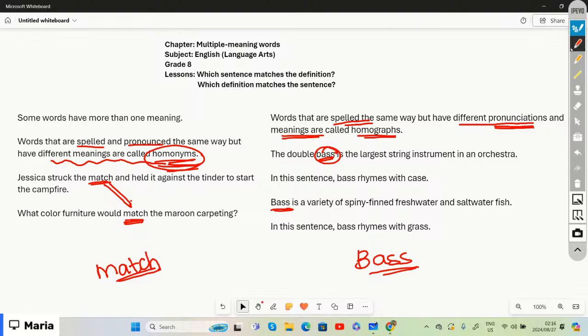So homographs are words that are spelled the same way, but they have different pronunciations and meanings. Whereas homonyms are words that are spelled the same way and also pronounced the same way, but it's just that the meanings are different.